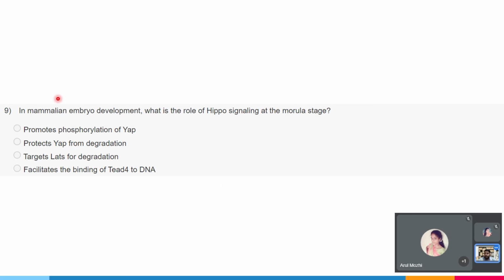So we move on and look into mammalian embryo development. What is the role of Hippo signaling at the morula stage? The options are: it promotes phosphorylation of YAP, it protects YAP from degradation, it targets LATS for degradation, and it facilitates the binding of TEAD4 protein to DNA.